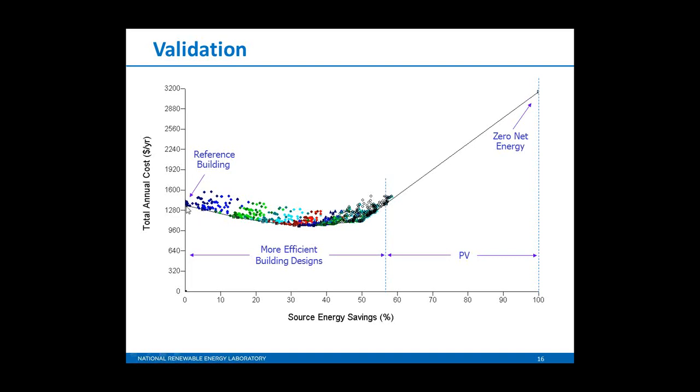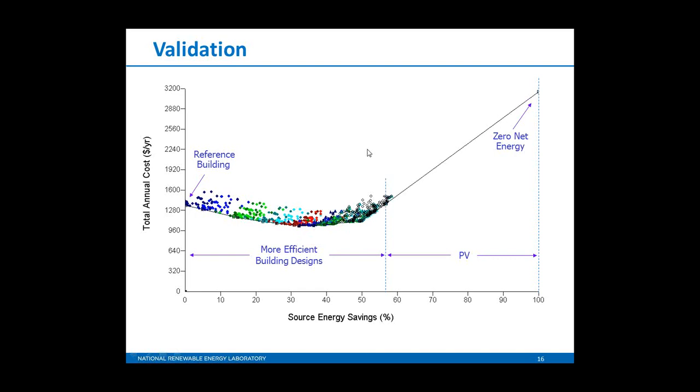And so here we are starting in a reference building. And again, every one of these points is a different combination of building components. So it's a building design. And BEopt iterated through and found this lower curve represented here. And so these represent first more efficient building designs in terms of energy efficiency. And then at some point you can see a transition to putting on PV to get the rest of the way to zero net energy.